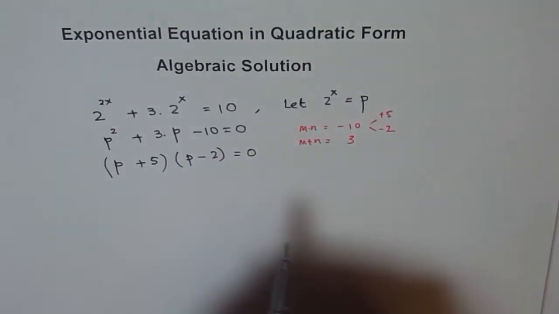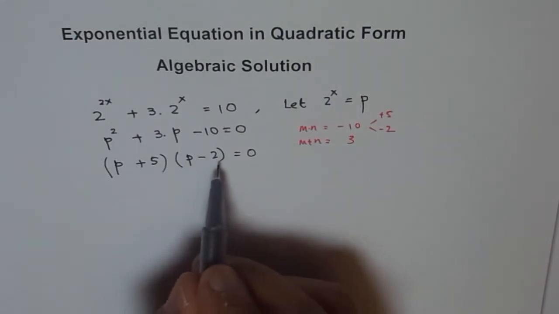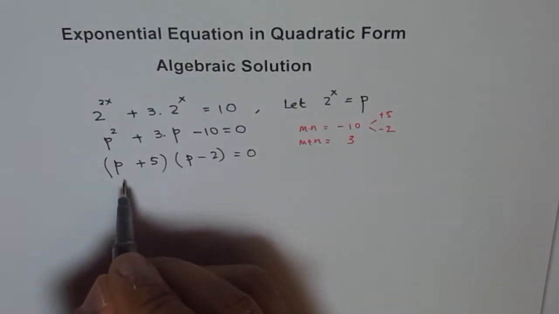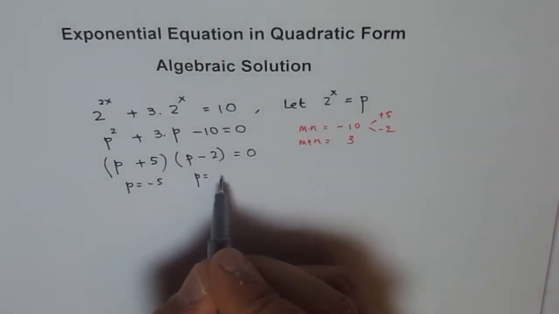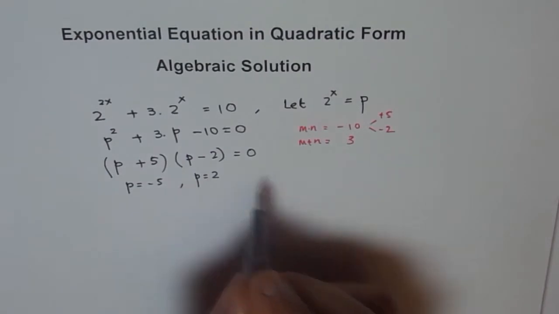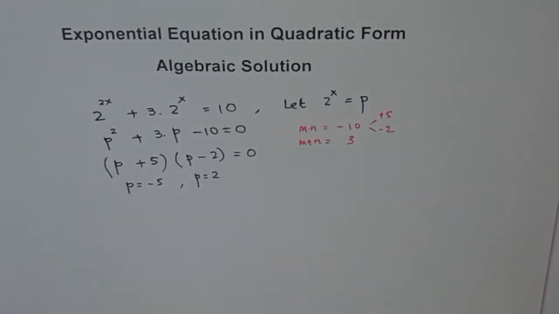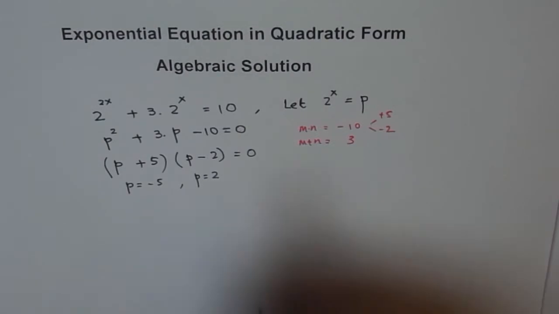So that's our solution. Now these factors are equal to 0. That means we have two solutions here. One is p equals minus 5, and the other gives p equals 2. So we got these two solutions. You have to remember that in a given exponential equation, whatever solution you get, you should always check for it. There could be solutions which are not permitted.